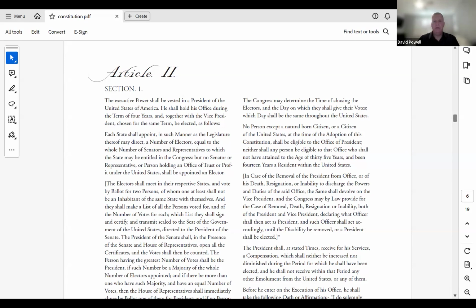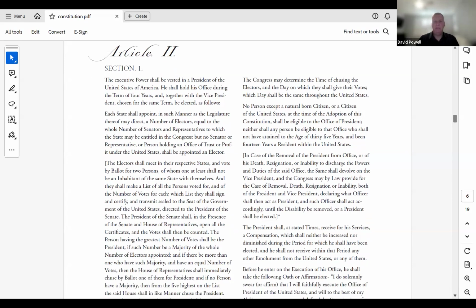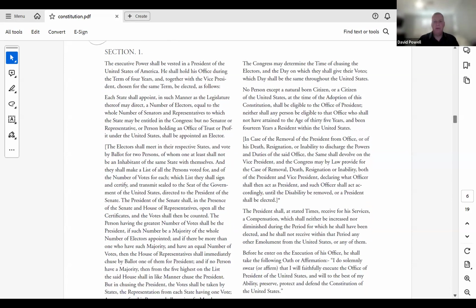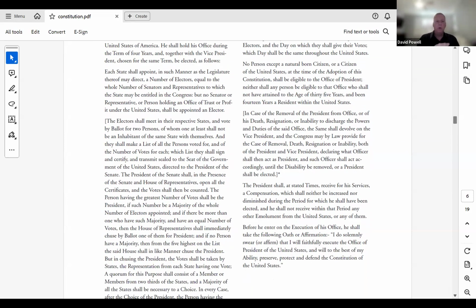And again, I want to go through this a little bit more quickly. I'm kind of getting bogged down in some details here. So I know we don't have a lot of time left, but a couple more really important things come out of this first section of Article 2.